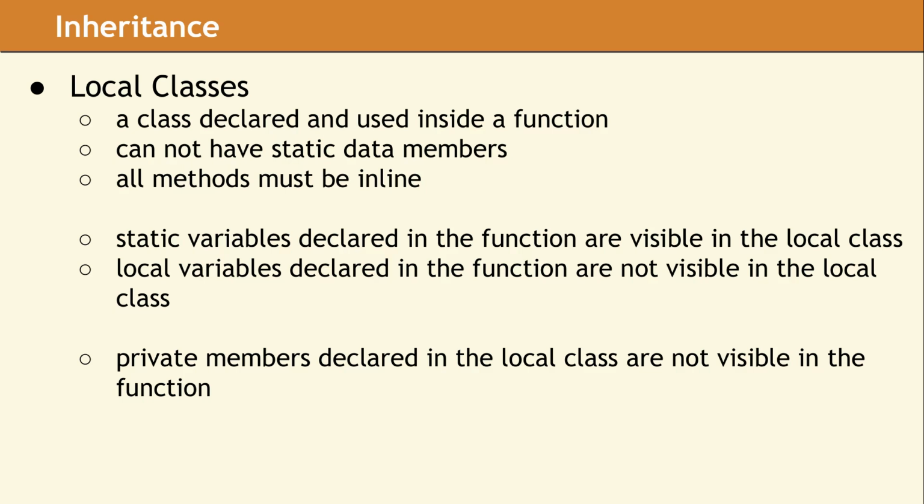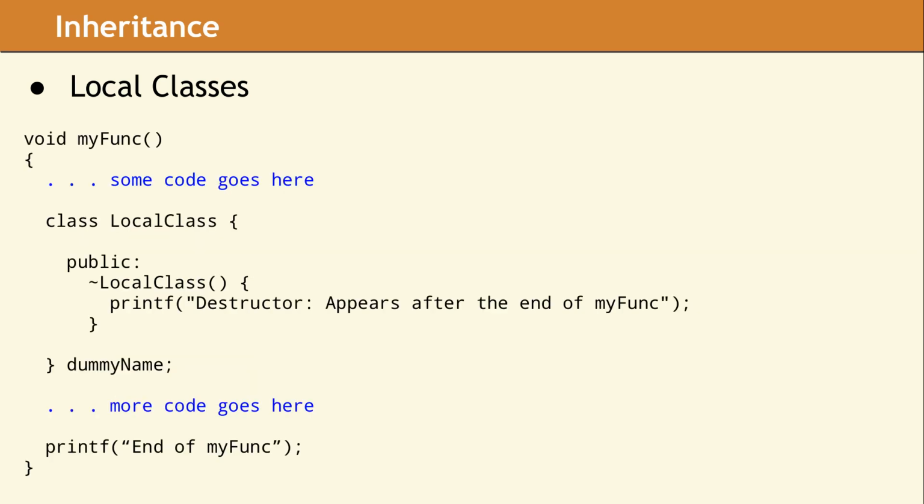There are several restrictions on what members can be part of a local class. No static data members are allowed, and all methods must be inline and implemented within the body of the class. From within the local class, static variables declared in the outer function are visible. However, local variables are not. To access private data members of the local class in the outer function, the local class needs to declare the function as a friend. In this example, the local class is being used to encapsulate cleanup code in this function.